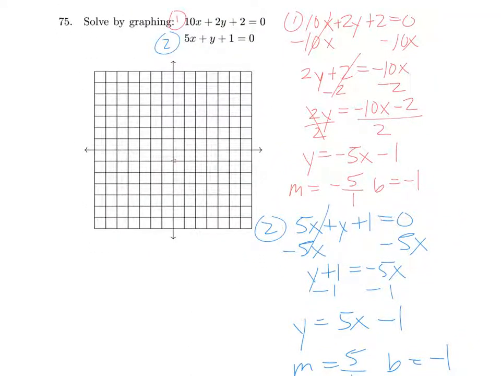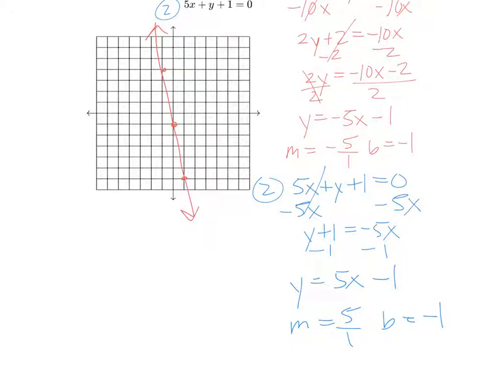So I start off at negative 1, and I go down 5, right 1. Then I go up 5, left 1. All right, there's my first line. And then for the next one, I'm going to go down 1. Oh, I left out the negative. Then I go down 5, right 1. Up 5, back 1. And it's essentially the same line.